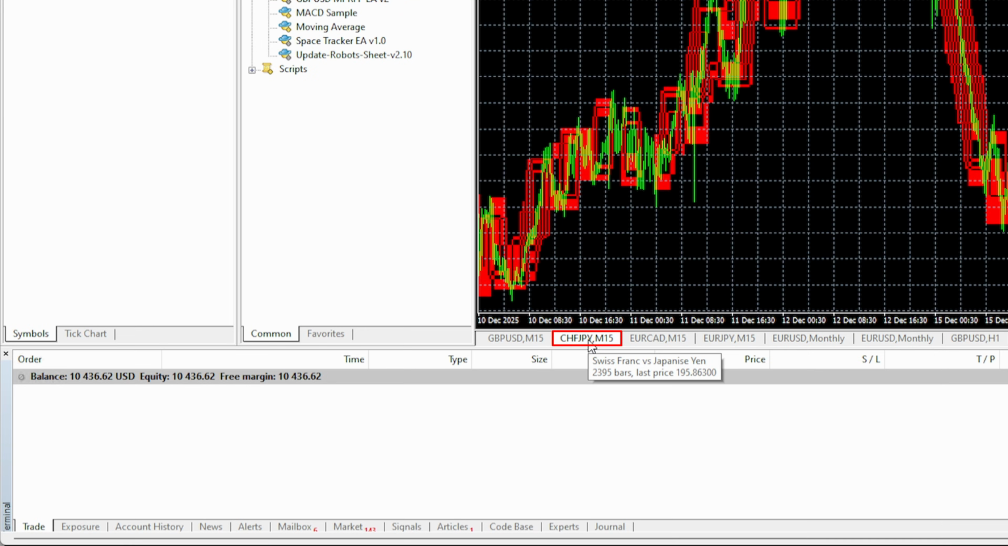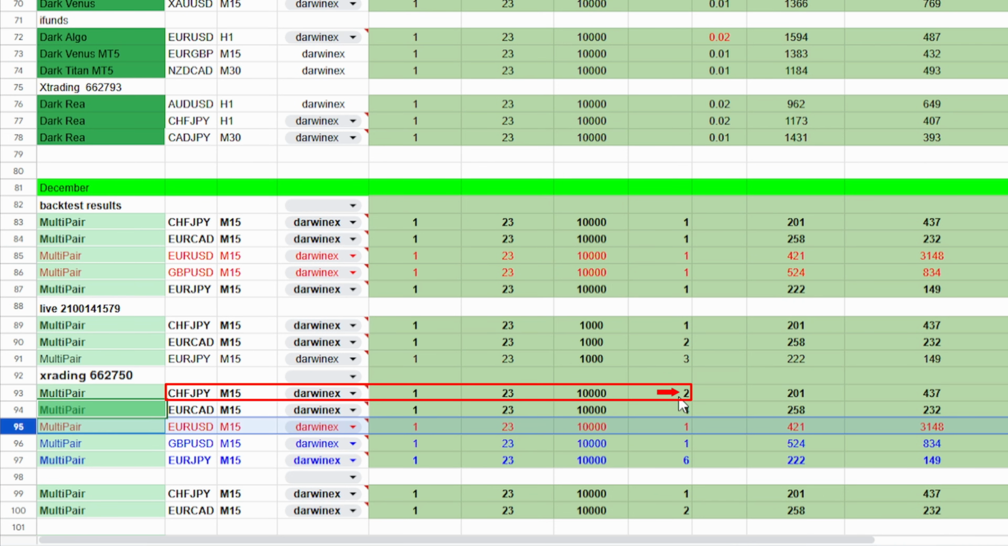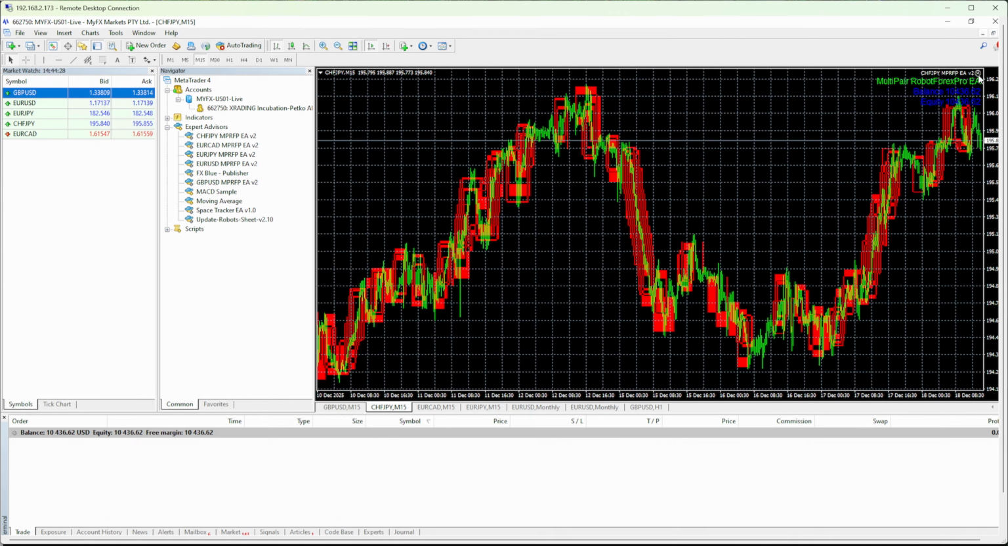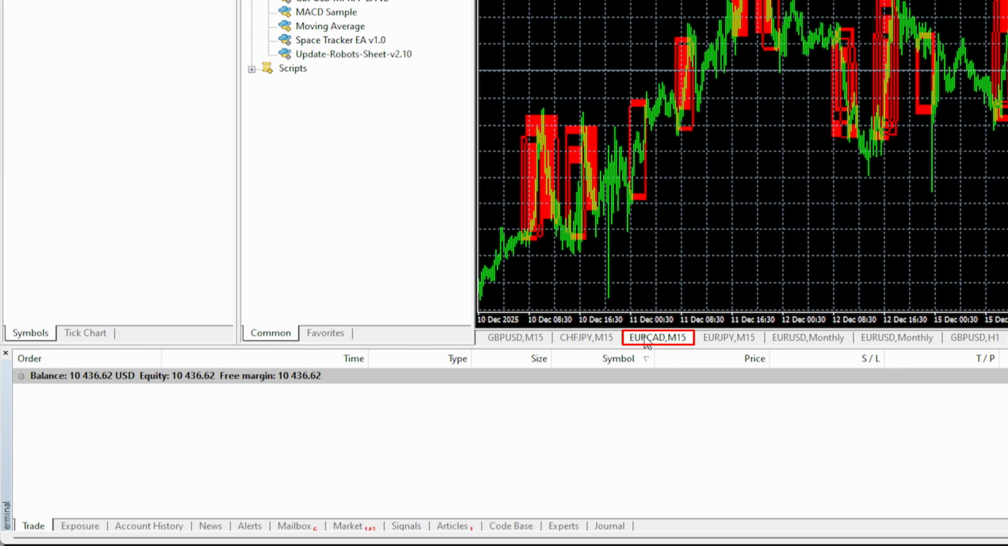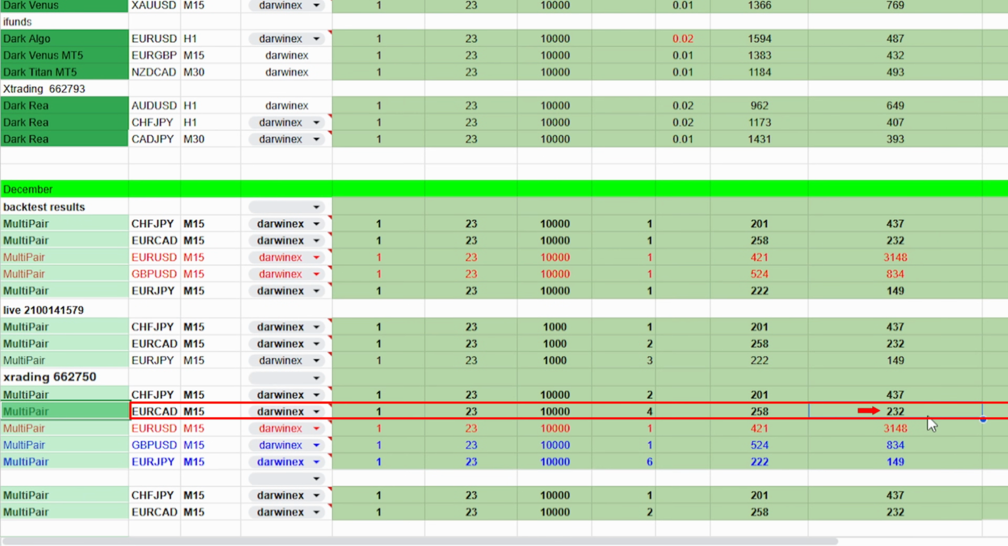Now for the Swiss yen, I can afford to trade 2 times the minimum quantity. So I'll go back and put 2 in here. I'll click on OK. Then for the euro cat, because of the low drawdown in the past, we can afford to trade 4 times the minimum quantity.